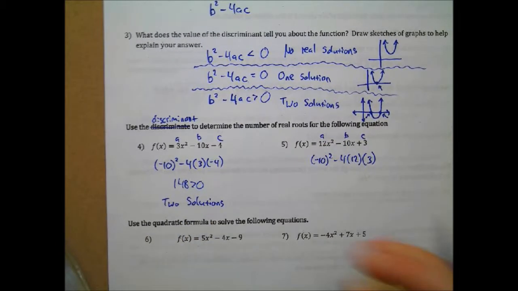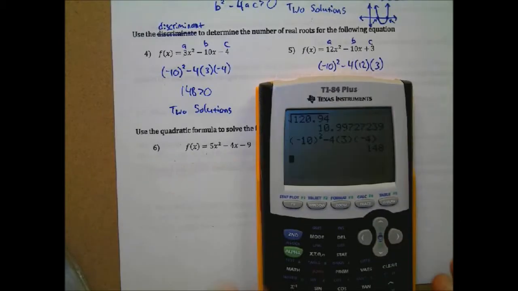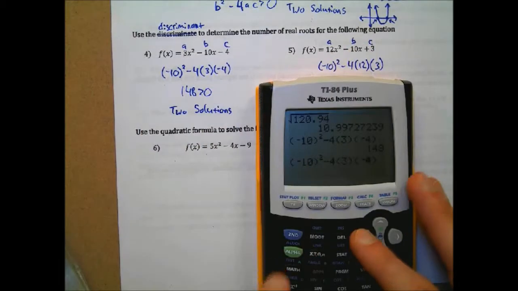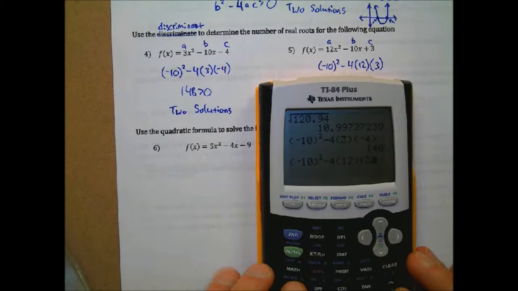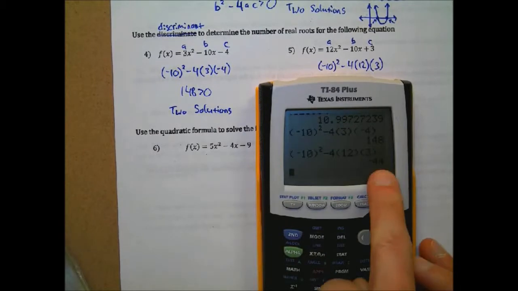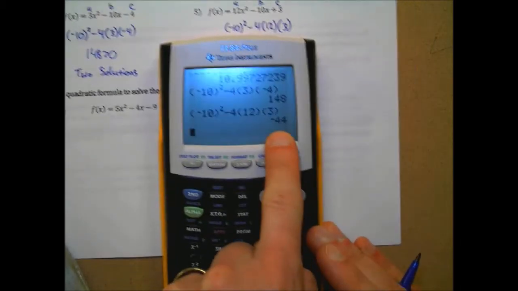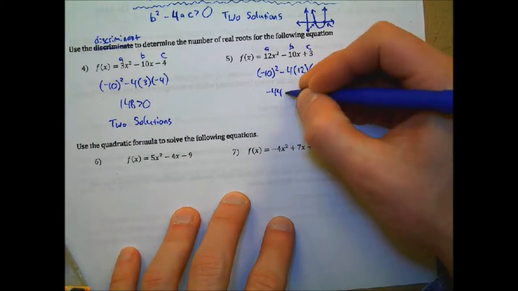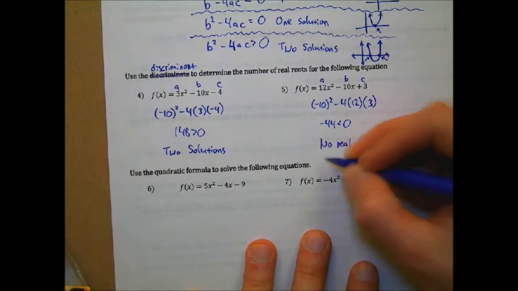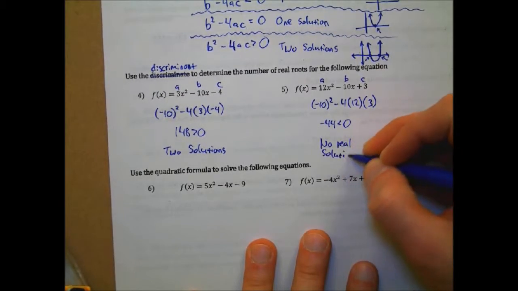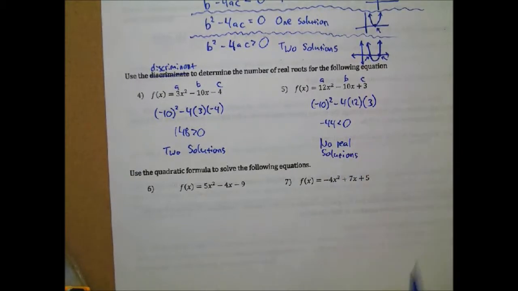Okay, let's look at this one. I can keep pretty much all the same numbers here. I just got to change that 3 to a 12, and I got to change that -4 to a 3. Okay, and I get -44. Whoops, off the screen there. -44 is what I get for the second one. -44 is less than 0, so how many solutions? No real solutions.